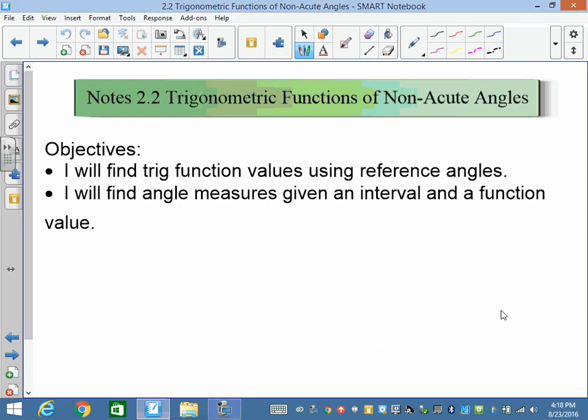Okay, and now we start section 2.2. I do believe this might be a one video thing. So we have trig functions of non-acute angles. You're going to find trig function values using the reference angles. And then the second part is we'll find angle measures given an interval and a function value.